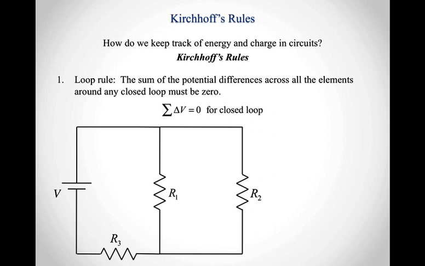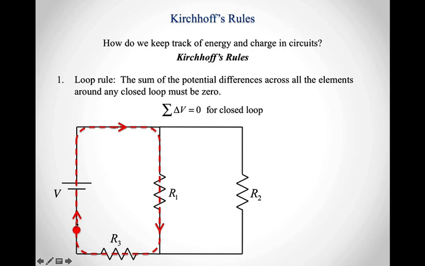What the loop rule tells us is that the sum of the potential differences across all the elements around any closed loop must be zero. So what that means is pick some point to start. So let's start here at this dot. And then we'll go around this particular loop.